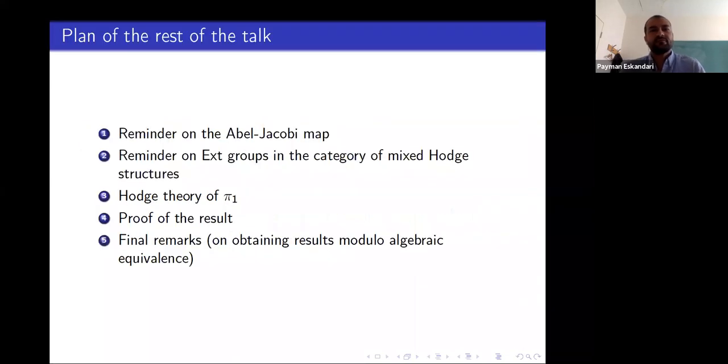Okay. So the plan for the rest of the talk is the following. I'm going to start with a brief review of the definition of the Abel-Jacobi map. Then we're going to talk a little bit about Ext groups in the category of mixed Hodge structures. By the way, for essentially all of this talk, every time I talk about Hodge structures, these are all rational; we're forgetting the integral structure. Then we're going to talk a little bit about Hodge theory of fundamental groups, then go over the proof, and then there are going to be some final remarks.